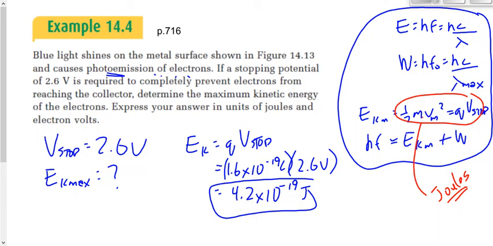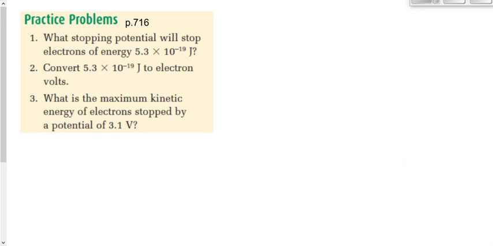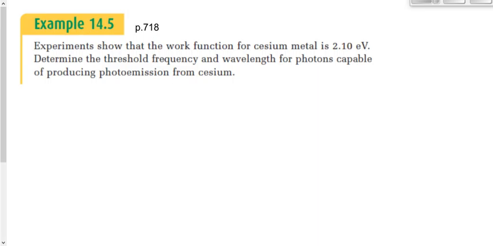Okay, I want to do one more example problem, and then I'm going to leave you with a couple questions for homework here that are going to go pretty quickly for you, and then a couple questions with this. One more example for you here on page 718. Experiments show that the work function for cesium is 2.1. For some other metal, it could be different, right? It will be different. For cesium, it's 2.1. We're looking for the threshold frequency and the threshold wavelength, F min and lambda max.